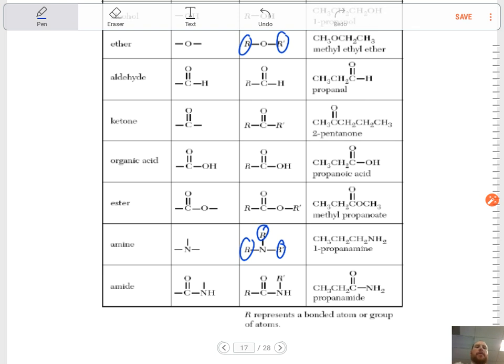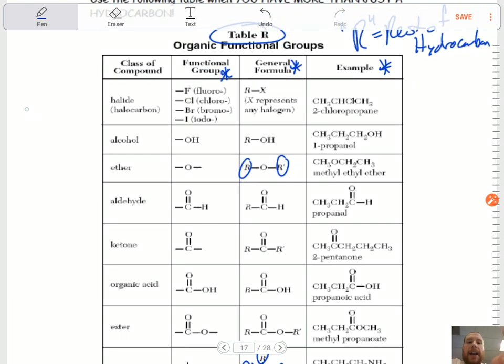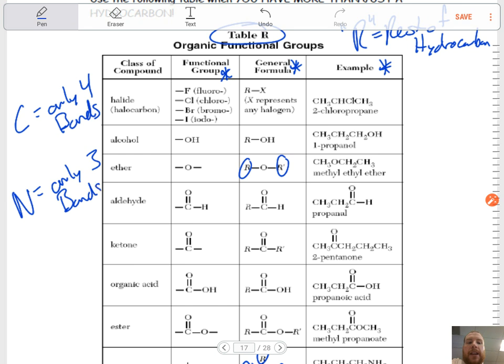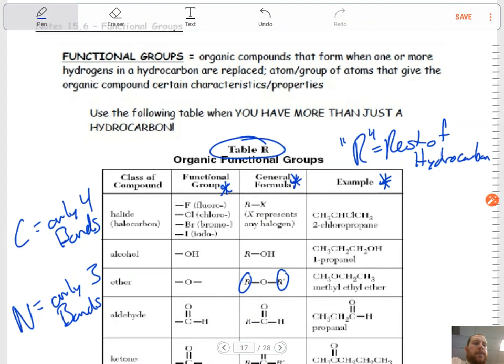The big thing you want to remember, guys: how many bonds can carbon have? Carbon has only 4 bonds, and it has to have 4 bonds. If it has less than 4, you've done it wrong. If it has more than 4, you've done it wrong. Nitrogen can only have 3 bonds, so 3 things attached to it, whether it's attached to a carbon chain with 2 H's, 1 H, or no H's. So just keep that in mind as we go throughout.